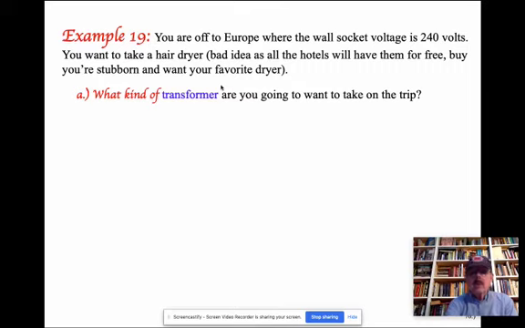What kind of transformer would you need? Well, you need to have 120 coming out. If a 240 goes in, that is a step-down transformer.